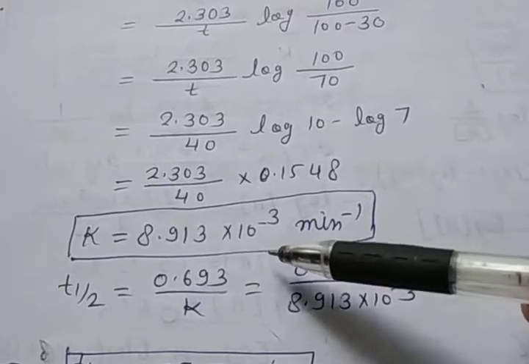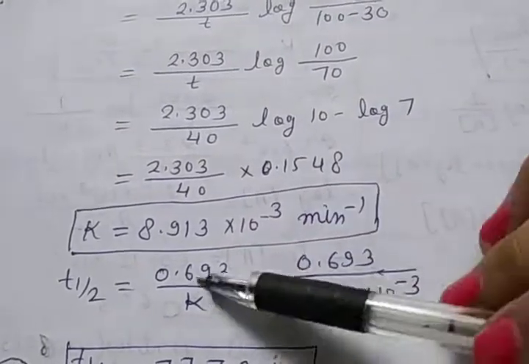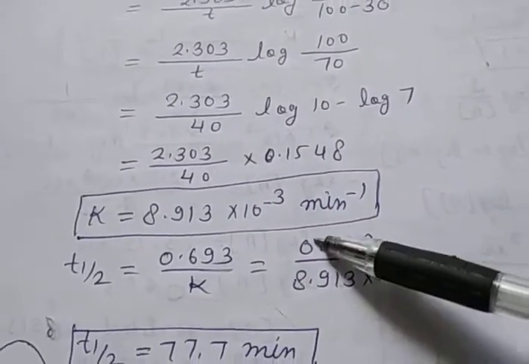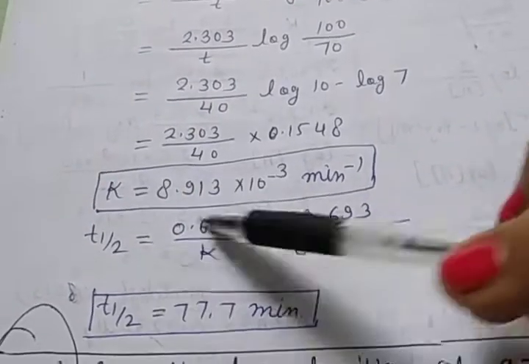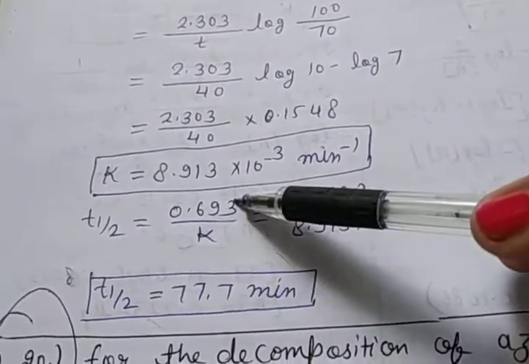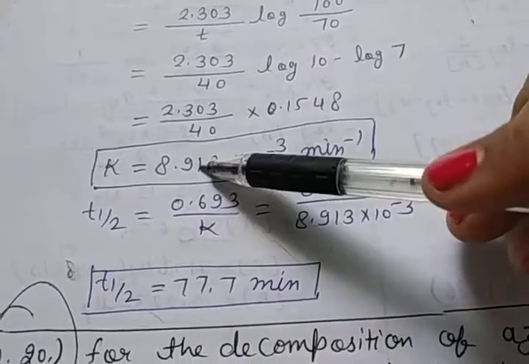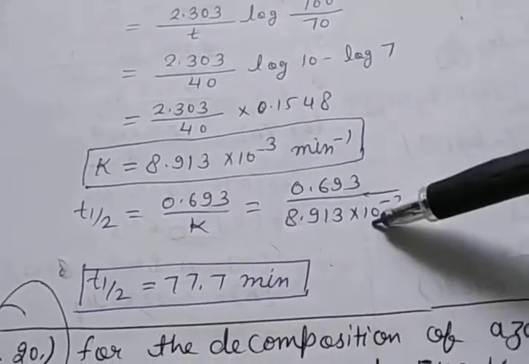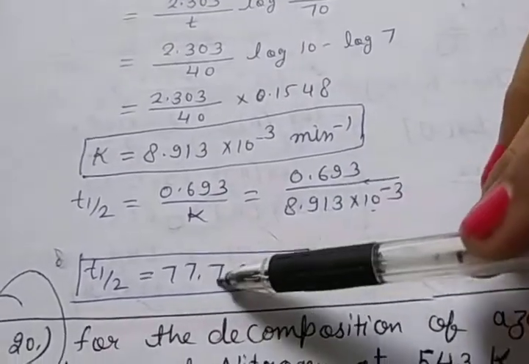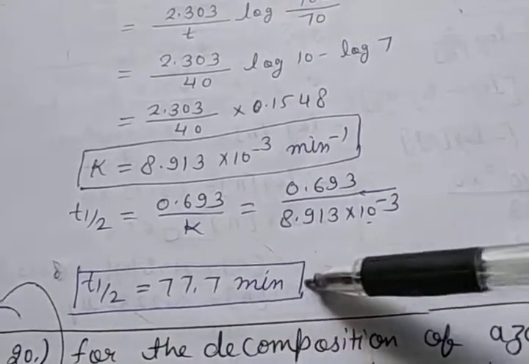Then calculate, and this value is the K value. The T half formula is 0.693 divided by K. The K value we have already found, so put the value and then calculate. T half is equal to 77.7 minutes.